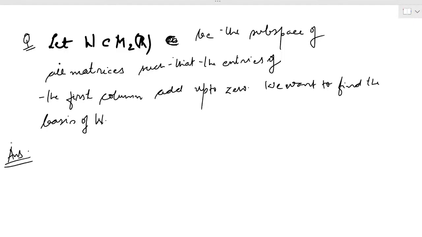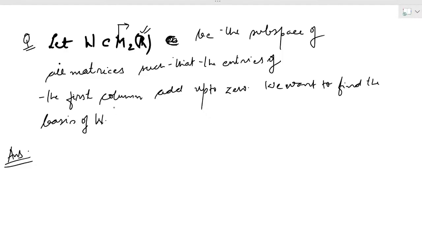Let us start with the question. It says: let W be a subspace of M2R, that is, the set of matrices of order 2 with real entries, such that the entries of the first column add up to 0. We want to find the basis of W.